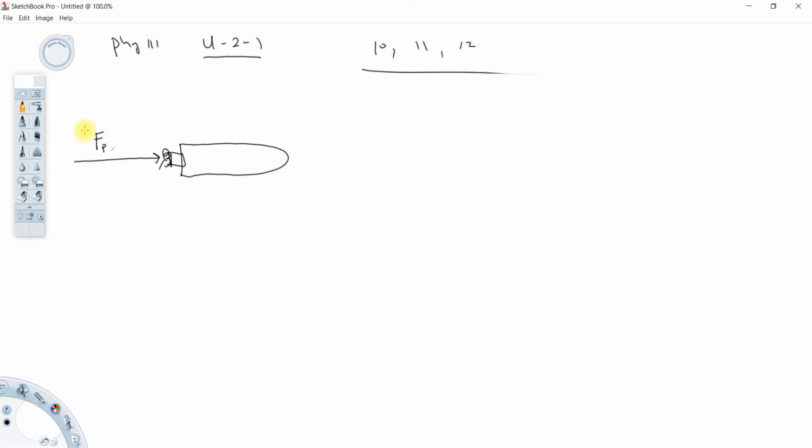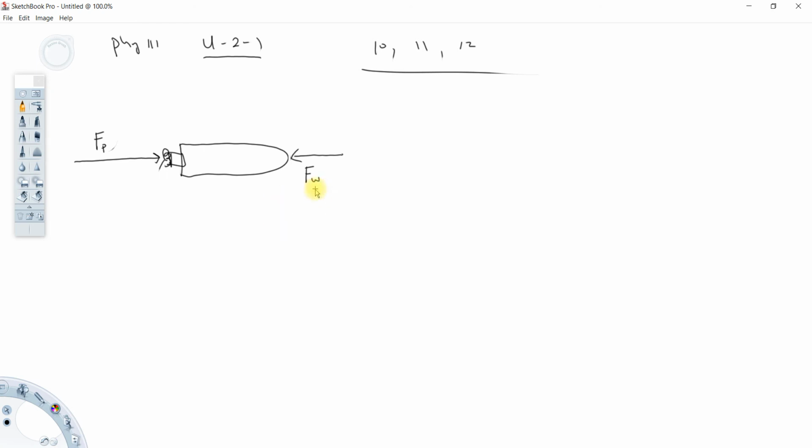Now, it says there's a resistive force due to water around the bow. So basically, the boat's pushing a wake up. That force interaction would be to the right on the water, but it would be to the left on the boat. So I'm going to call this F sub W, force on the water. And again, forces have what are called lines of action. You can draw this thing anywhere you want along this line.